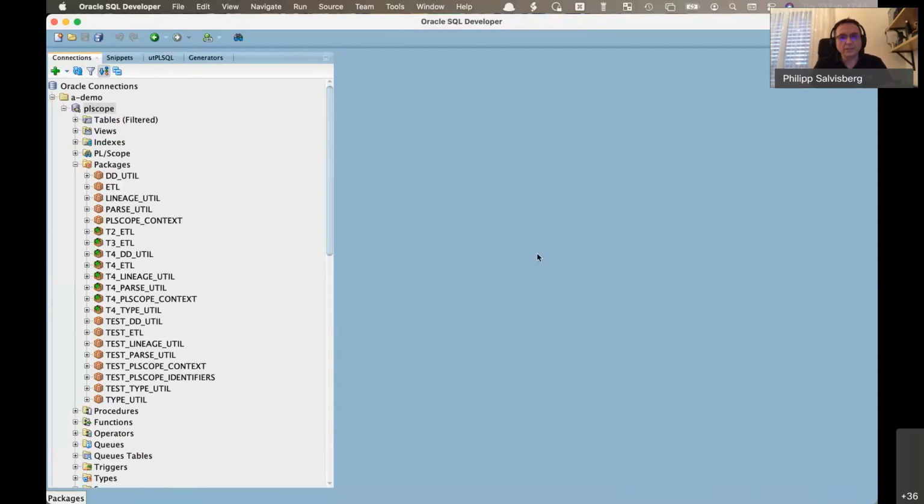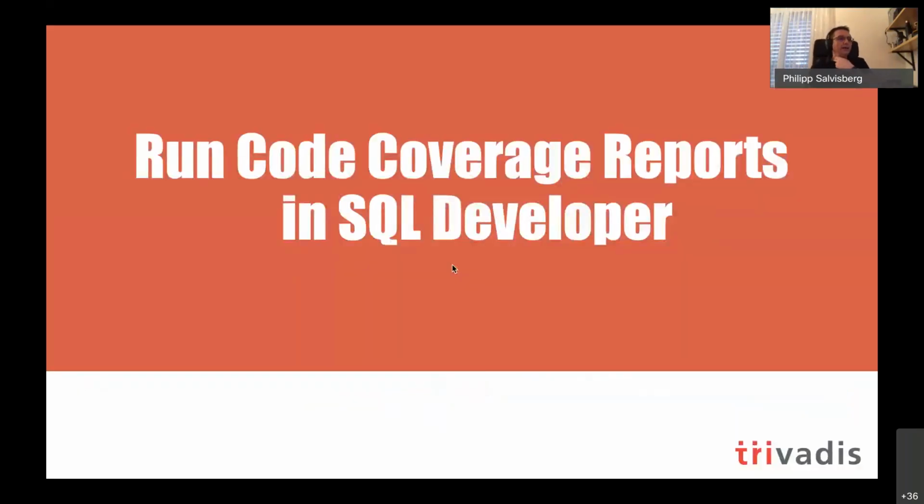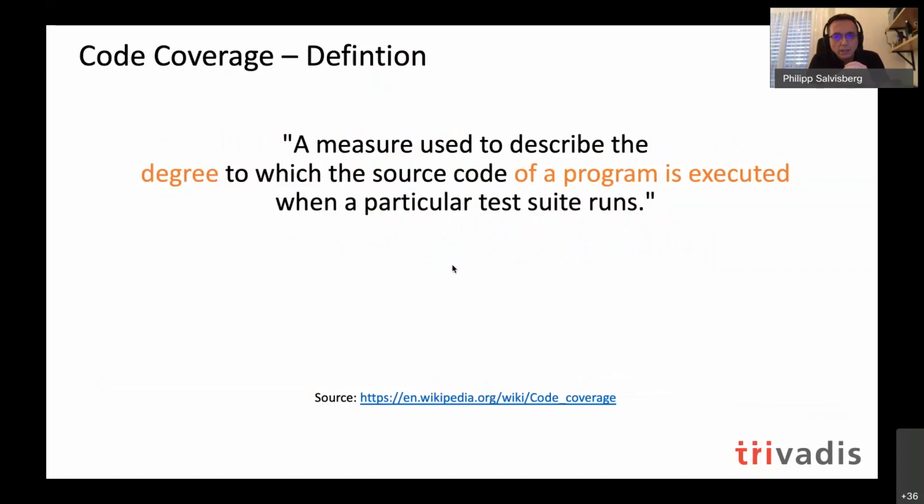So let's go back to the presentation and let's cover the next topic. You can also run code coverage reports in SQL Developer. And the next question is, what is code coverage? So basically, here's a definition from Wikipedia. In other words, you just run a set of tests, and utPLSQL is looking how much of your code base has been touched by these tests. So you see, I have a good test coverage or I have a bad test coverage. That's the idea. So let's look at it by an example, a very simple example.